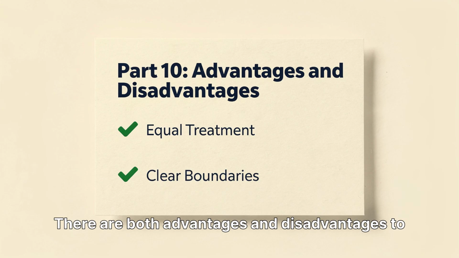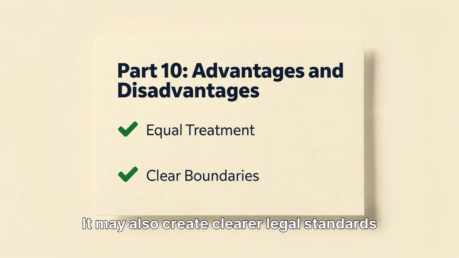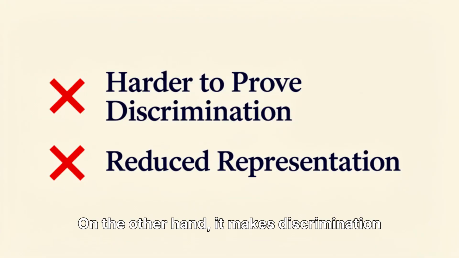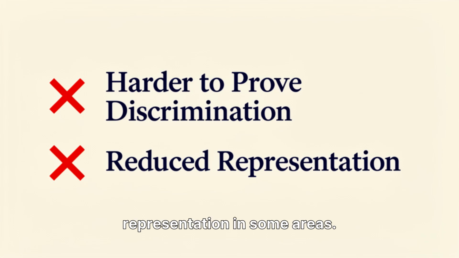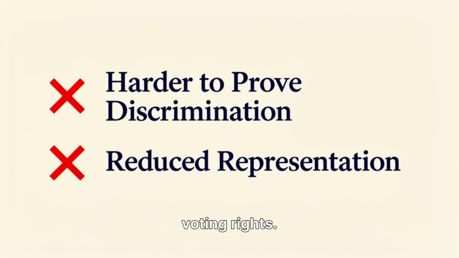There are both advantages and disadvantages to this ruling. On one hand, it reinforces the idea of equal treatment under the law and limits the role of race in government decisions. It may also create clearer legal standards for courts to follow. On the other hand, it makes discrimination harder to prove and could reduce minority representation in some areas. It also weakens a key tool that has been used for decades to enforce voting rights.